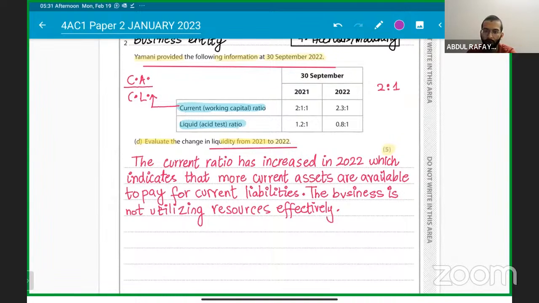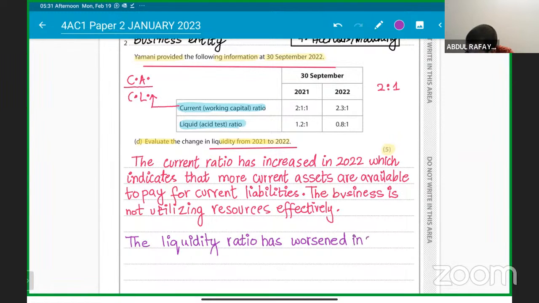The next is liquidity ratio, 1.2:1 to 0.8:1. So you can say the liquidity ratio has worsened. The liquidity ratio has fallen down. The liquidity ratio has worsened in 2022.